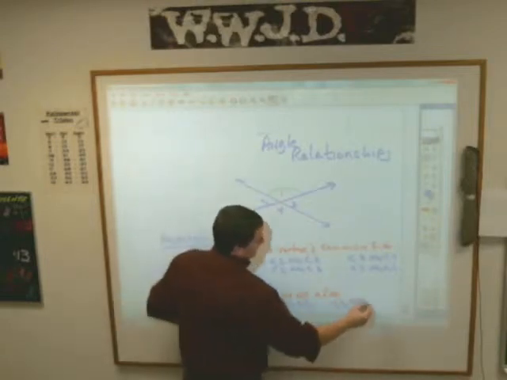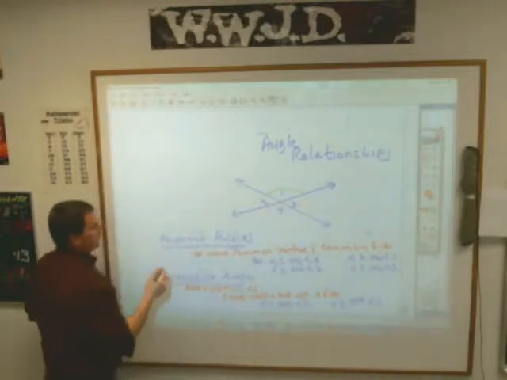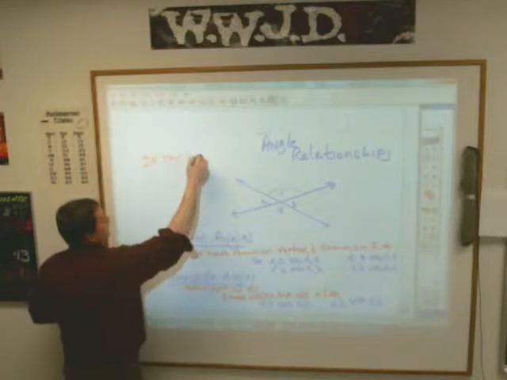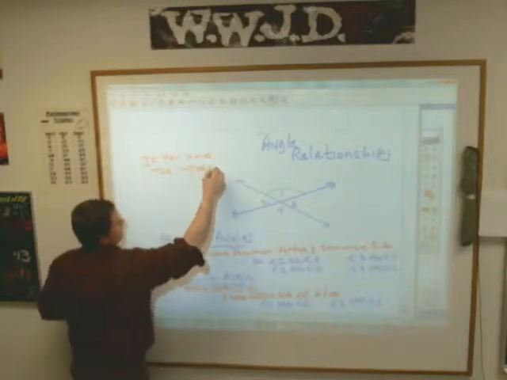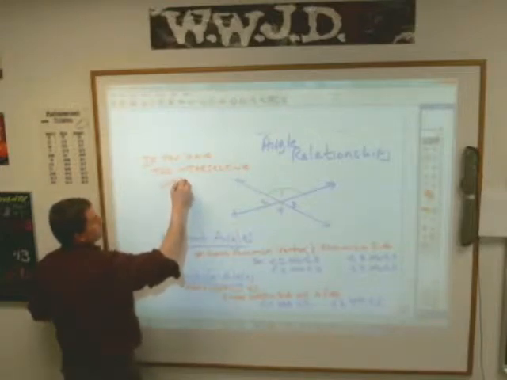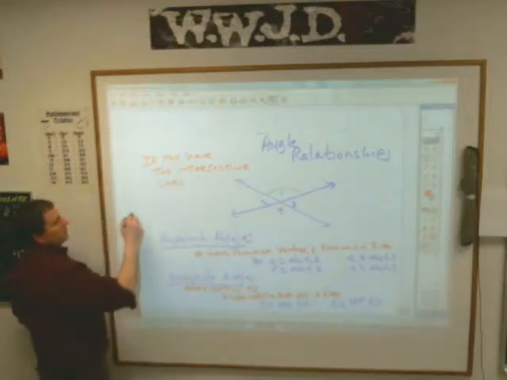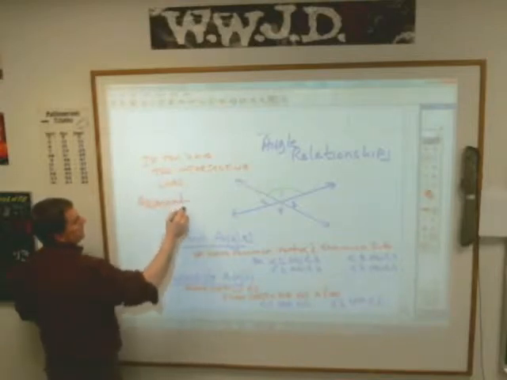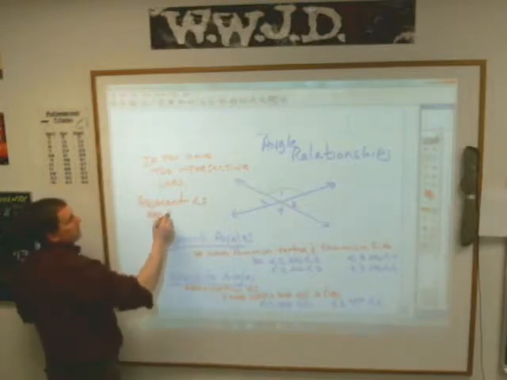Now, why do we ask these and go over these problems here? Here's what we have to understand. If you have two intersecting lines, some things are true. The first thing we're going to talk about is adjacent angles. If you have two intersecting lines, adjacent angles are supplementary.